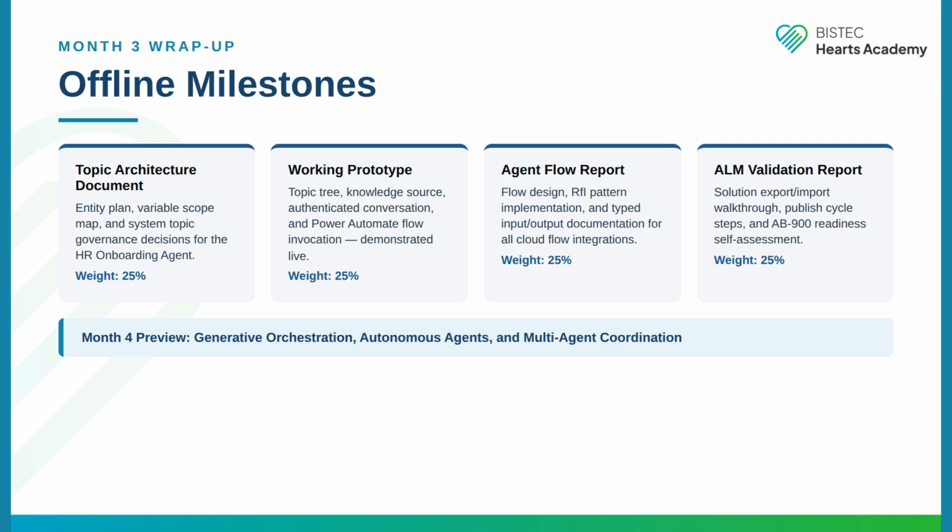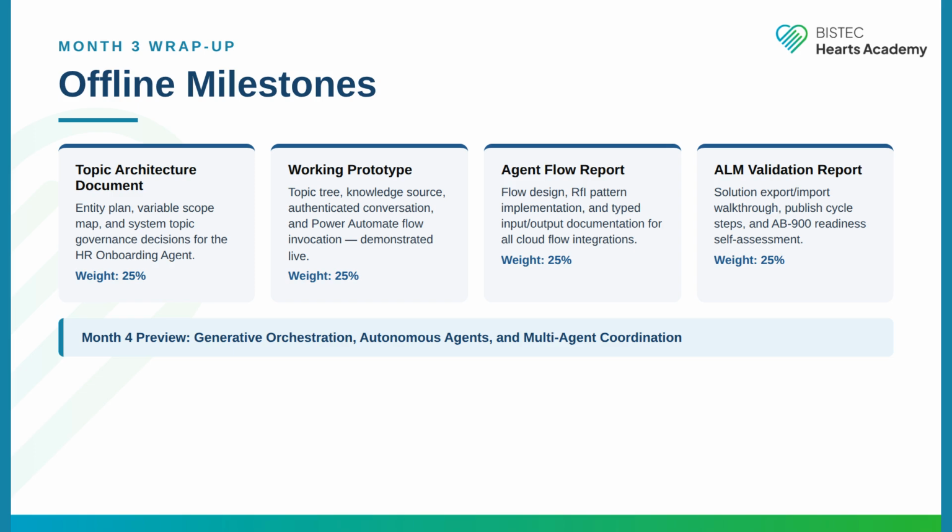The validation report provides a step-by-step walkthrough of the solution export and import process, the publish cycle decisions documented with their rationale, and an AB 900 readiness self-assessment that identifies which exam domains you feel confident in and which require additional study before you sit the exam.